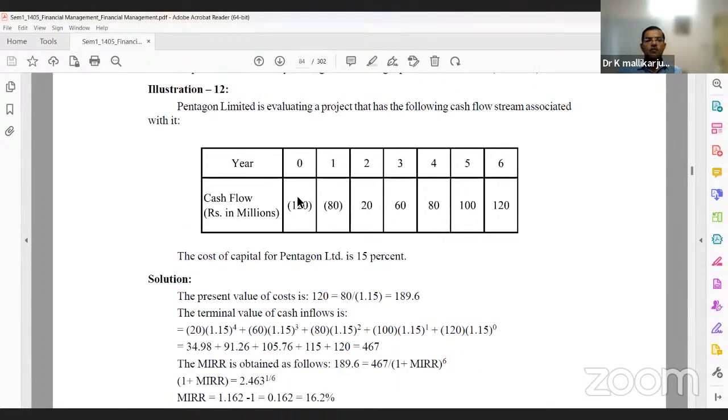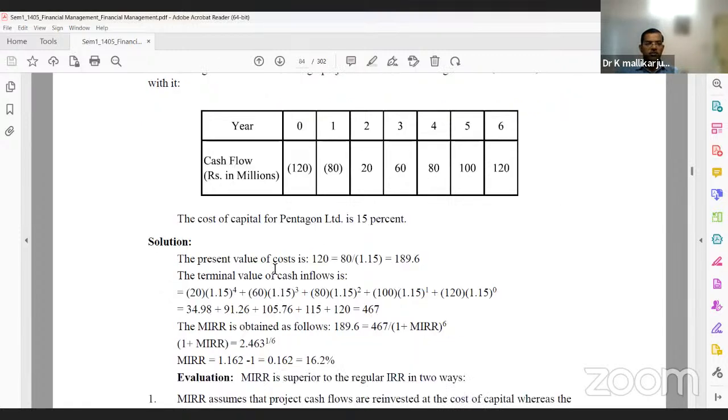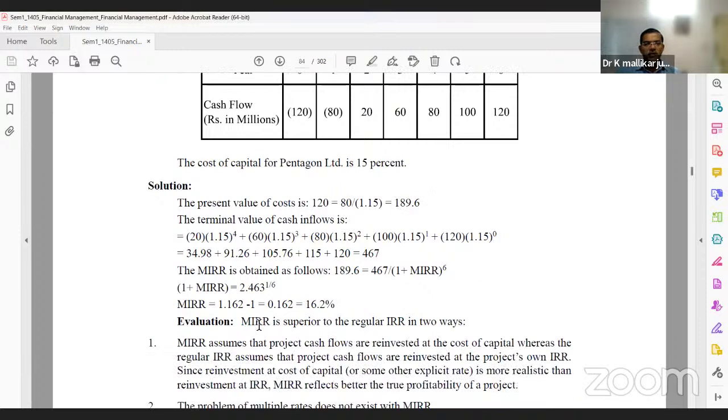This is the cash outflow of 1,20,000. The first year is negative, so no cash flows. In the second year, the firm will get these revenues. So the present values of this much, 1.15. This is the value.